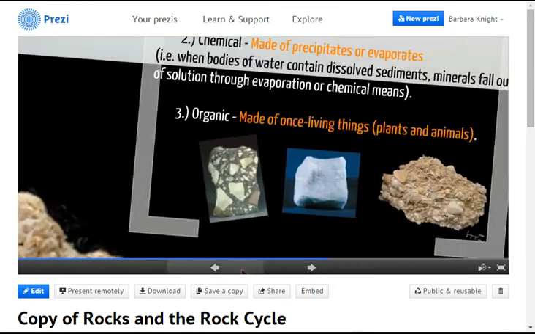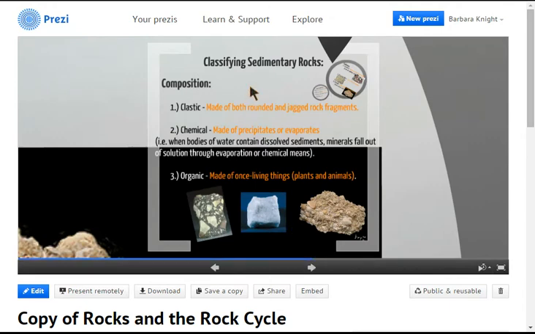So how would we classify sedimentary rocks? Well, there are 3 types, as you've already seen in the videos before this. We have our clastic rock, which is made up of rounded and jagged rock fragments. And actually, that's an example of clastic rock right there, where you can see all of the different types.